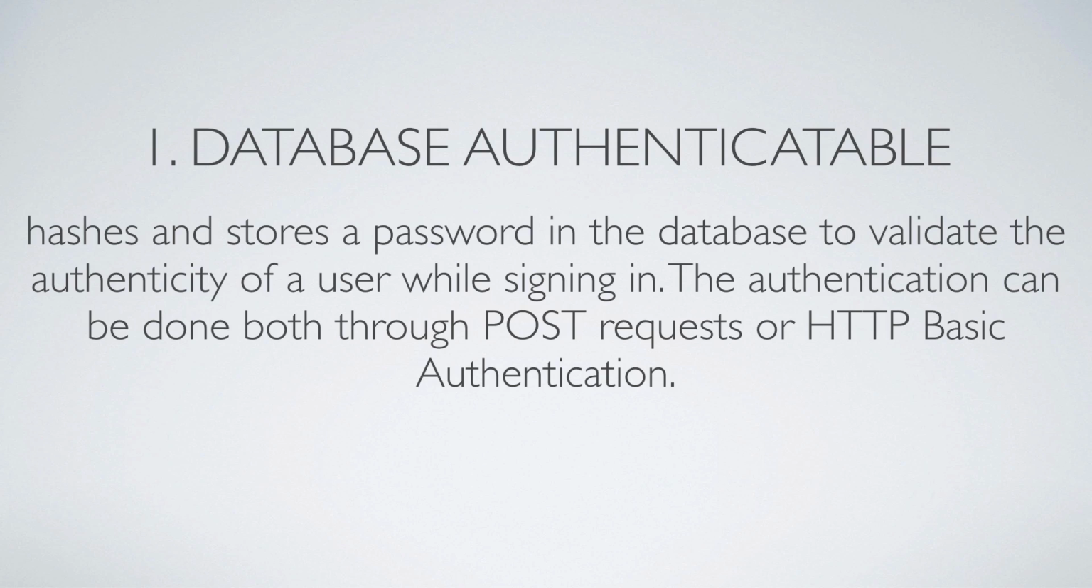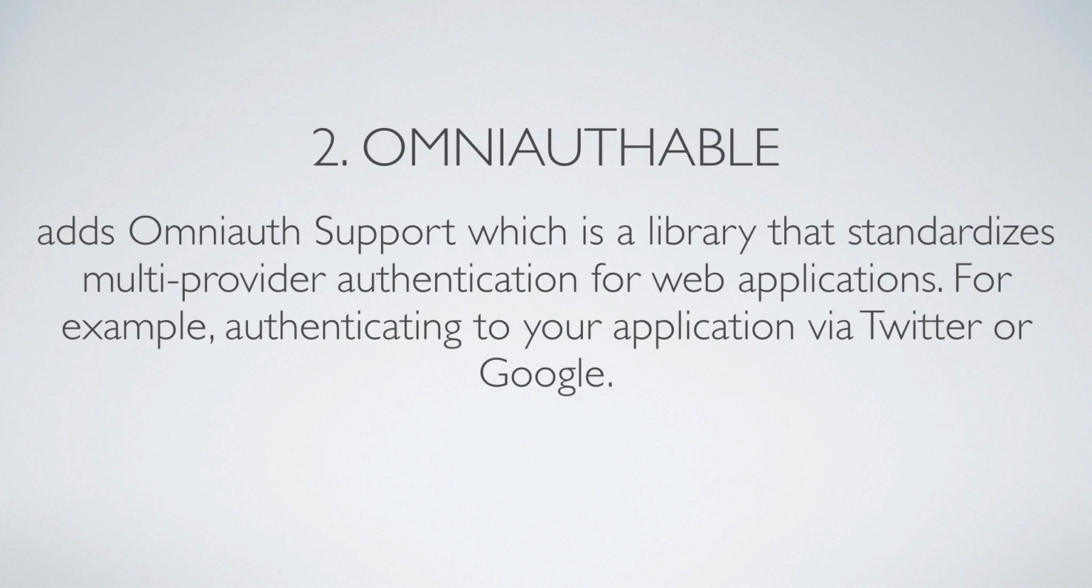The first of the built-in options is Database Authenticatable, which hashes and stores the password in the database to validate the authenticity of the user signing in. The authentication can be done either through a POST request or HTTP basic authentication. The second feature is OMNIAUTHABLE, which adds OmniAuth support, a library that standardizes multi-provider authentication for web applications. For example, authenticating to your application via Twitter or Google.